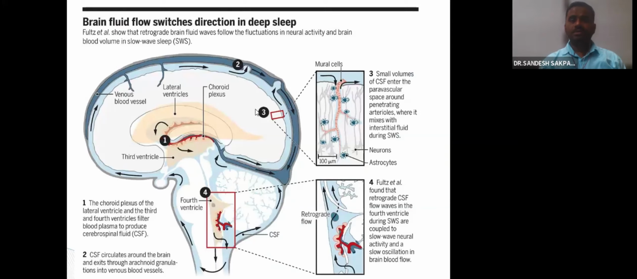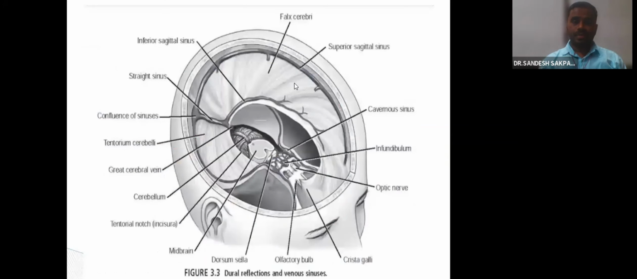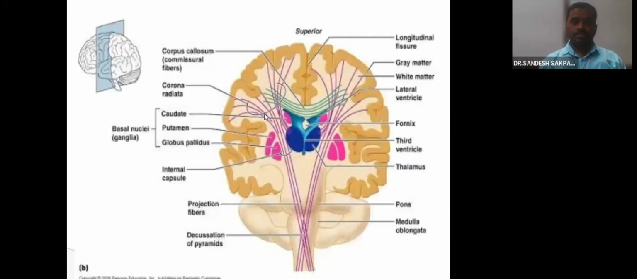For venous supply, we have sinuses: the superior sagittal sinus, the transverse sinuses and the sigmoid sinuses, which supply the venous area of the brain. So we have the superior sagittal sinus, the inferior sagittal and straight sinus, then we have the sigmoid sinus. So this will cover our venous sinuses of the brain.